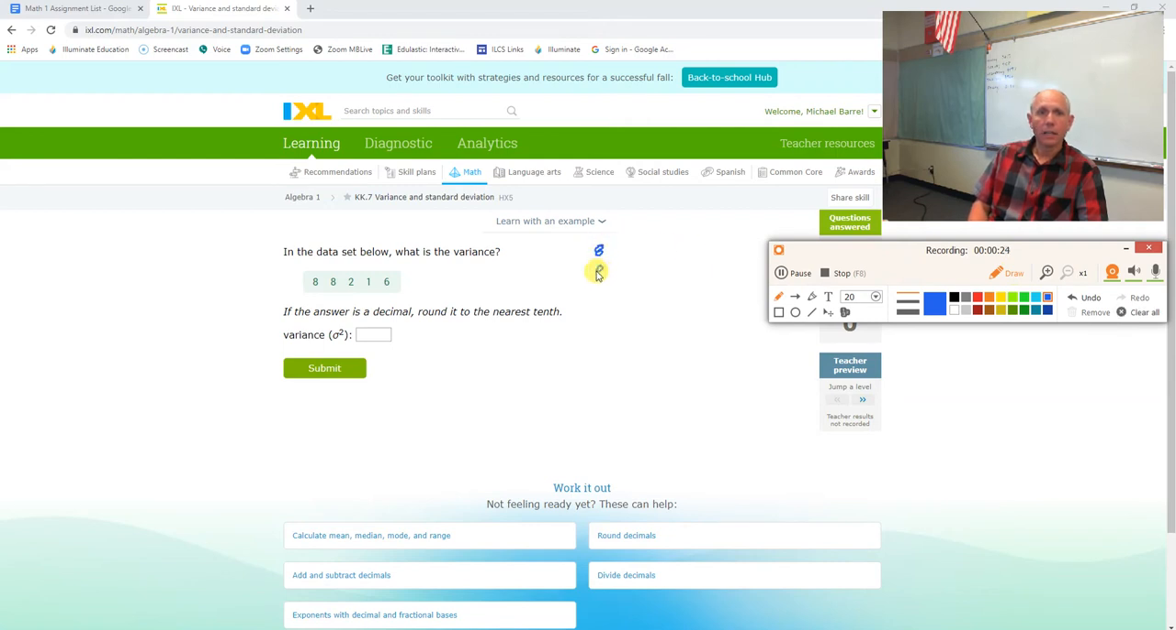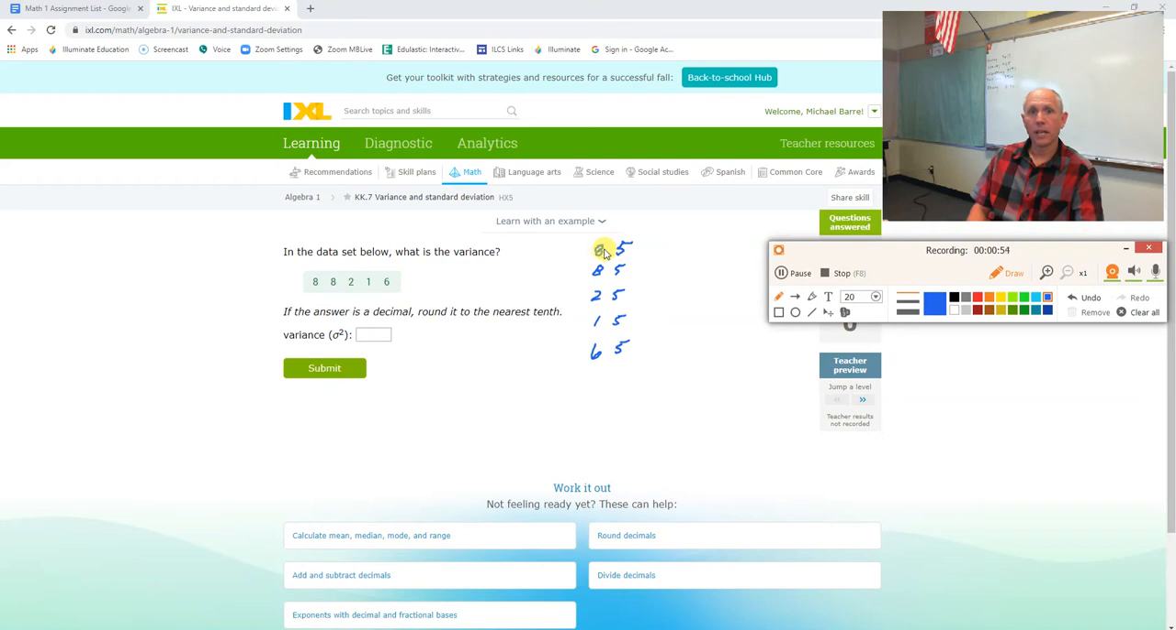8, 8, 2, 1, 6. I need to find the average of those numbers, and the average there is 8 plus 8 plus 2 plus 1 plus 6 divided by 5. My average is 5. I have to find the deviation. Don't worry about positive or negative since it's not going to matter when we square it.